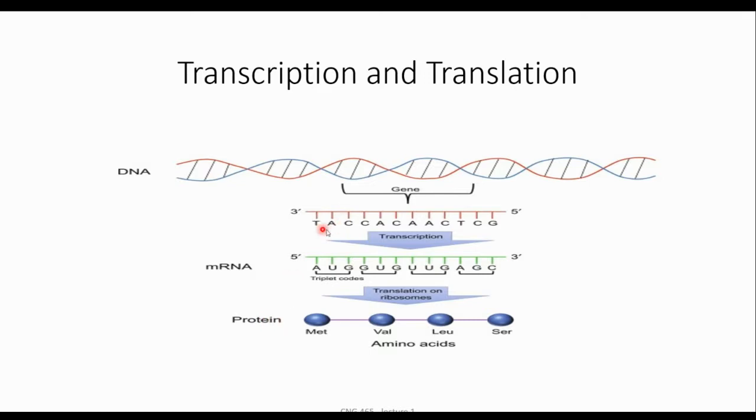So as a practice, because I don't want you to be misled by this picture, let's say I want to transcribe this strand. T will be U, A will be A, C will be C, C will be C. So we will have an mRNA including U, A, C, C, A, C, A, C, U, C, G, if you consider this direction, 3' to 5'.